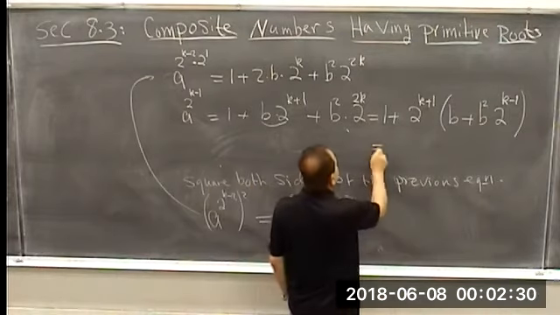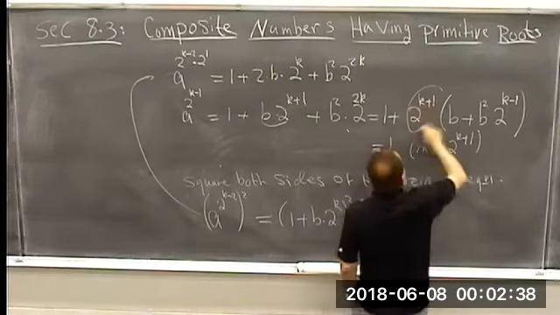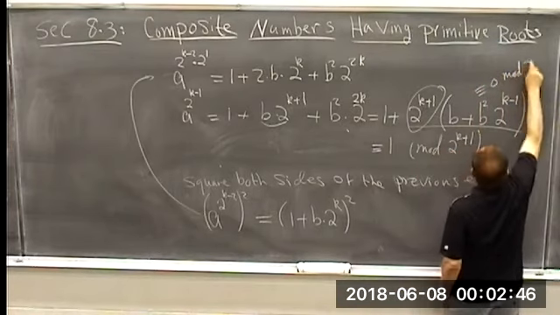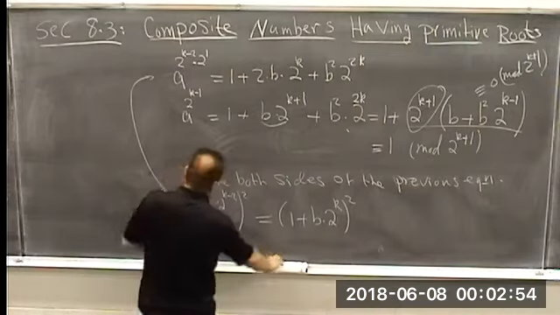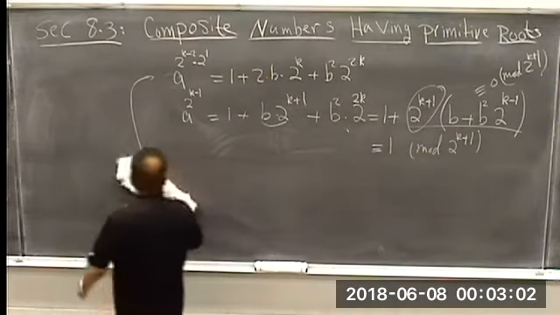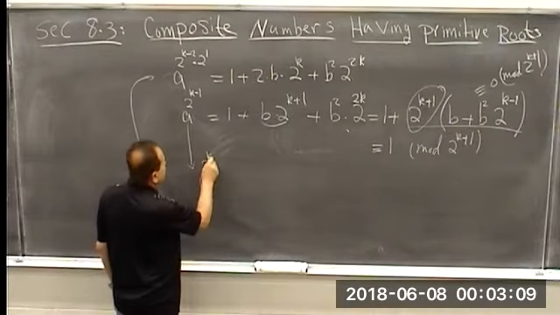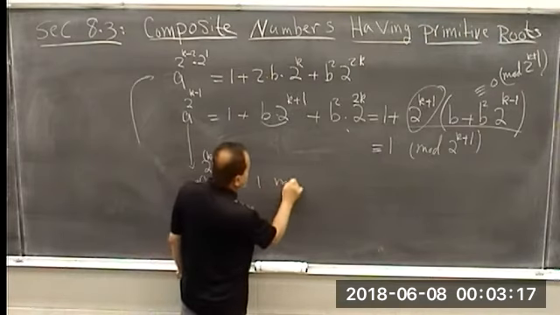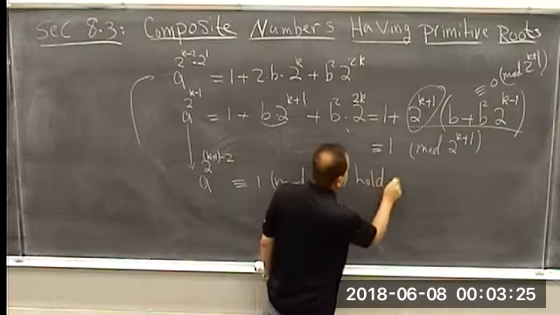Now, this one is congruent to 0 mod 2 to the k plus 1, because there is this factor in here, so this whole thing becomes congruent to 0 mod 2 to the k plus 1. Okay, so in other words, the left side is what it's supposed to be, the left side for the case k plus 1. So this one is a to the power 2 to the k plus 1 minus 2, all right, and this is congruent to 1 mod 2 to the k plus 1. So this holds. This is what I have shown.